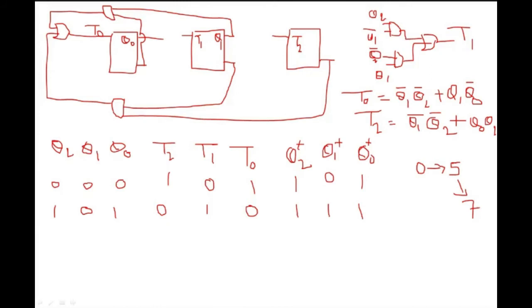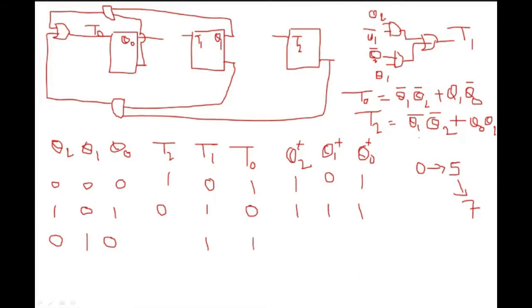Now if you check for 2, 2 is 0 1 0. Let's see what is the next state for 2. For 0 1 0, T1 is Q1 XOR Q2, so it will be 1. T0 is Q1 bar Q2 bar plus Q1 Q0 bar. Q1 bar will be 0, and Q1 Q0 bar, Q0 bar is 1, so this will be 1. So your T0 will be 1.